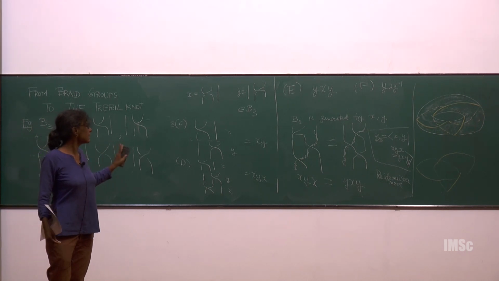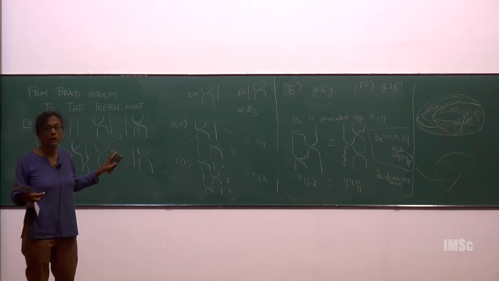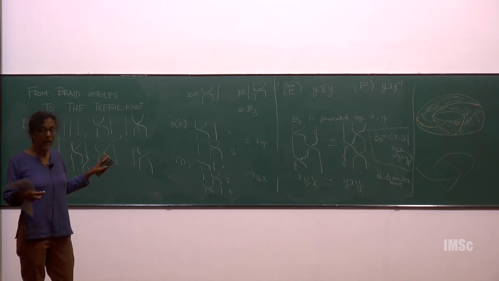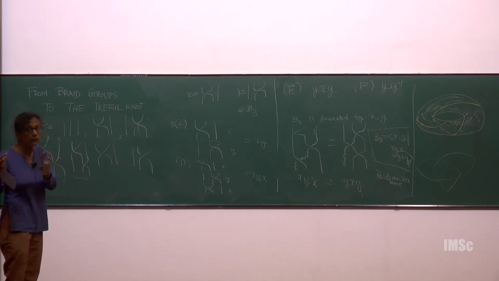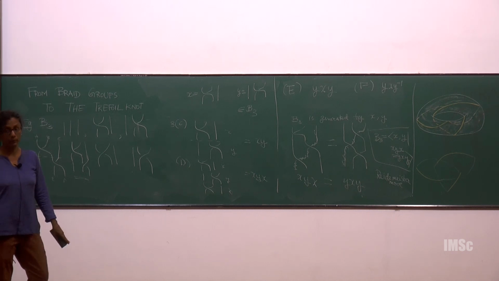No, that is not true. So the symmetric relation does not hold here. If it held, this would have been an abelian group. But that is not the case. XY is not equal to YX. Yeah, so that is a different kind of relation and it will give you a different group.